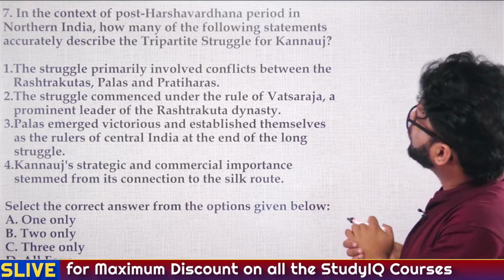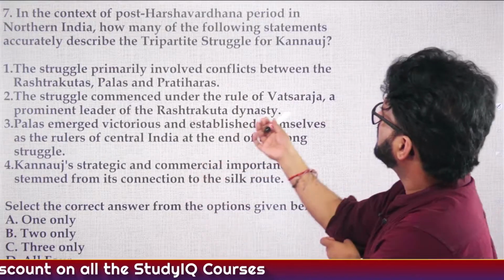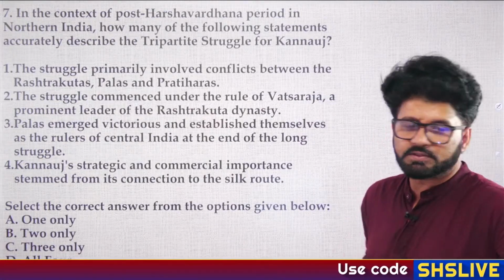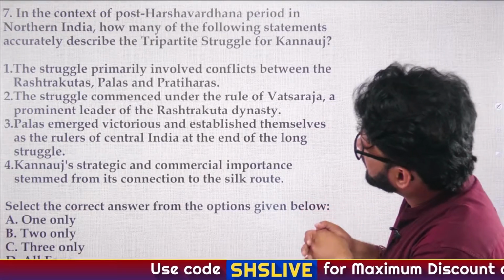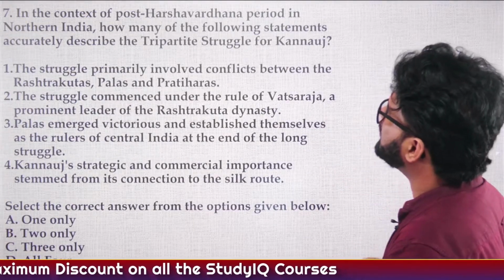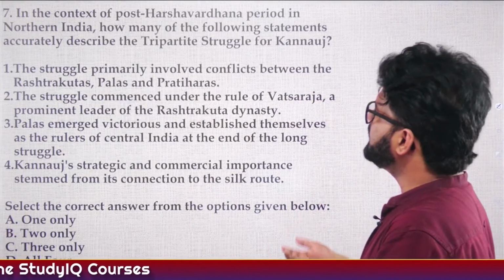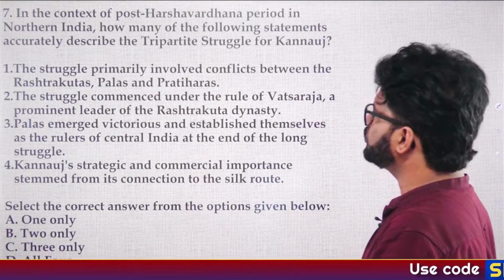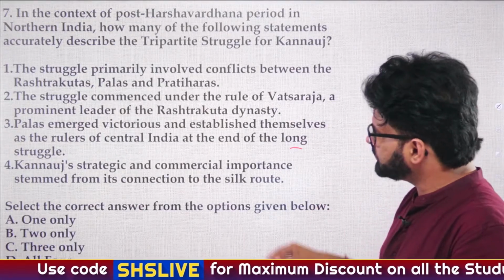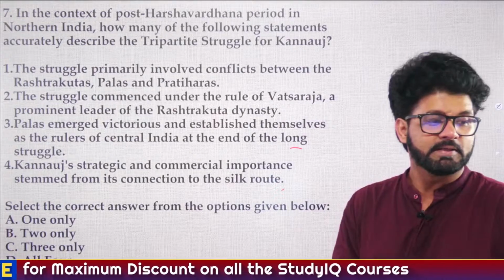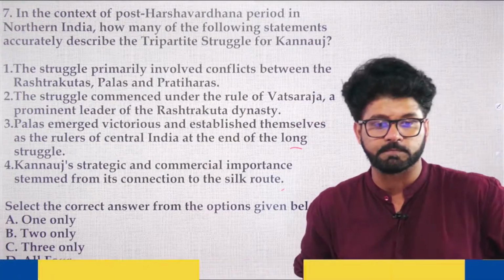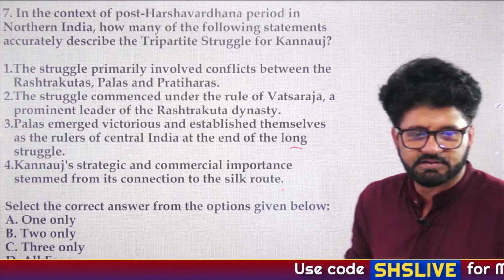7th question is in front of you. In the context of post-Harshvardhana period in northern India, how many of the following statements accurately describe the tripartite struggle for Kannauj? First, the struggle primarily involved conflicts between Rashtrakutas, Palas and Pratiharas. Second, the struggle commenced under the rule of Vatsaraja, prominent leader of Rashtrakuta dynasty. Third, Palas emerged victorious and established themselves as the rulers of central India at the end of the long struggle. Fourth, Kannauj's strategic and commercial importance stemmed from its connection to the Silk Route. Select the correct answer from the options given below. A, 1 only, B, 2 only, C, 3 only and D, all 4. So B has given the answer.